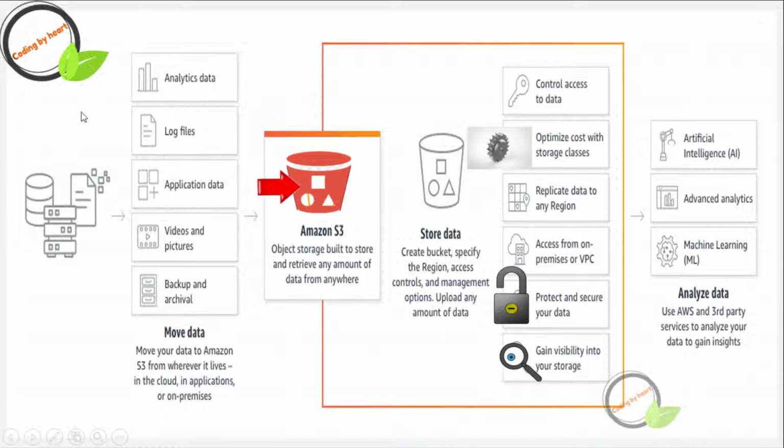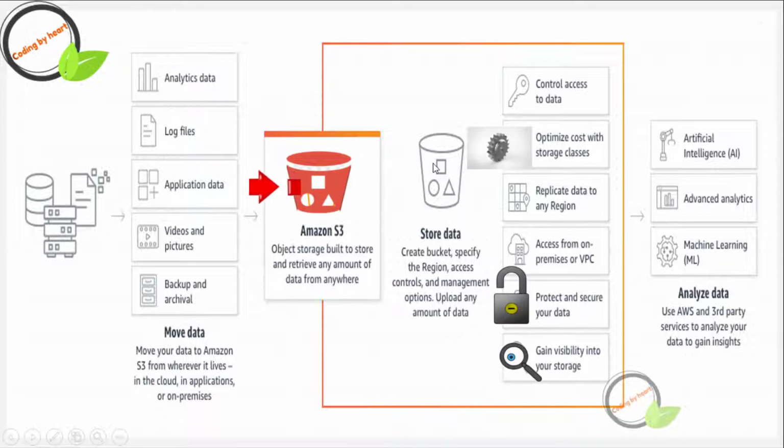Just focus on the left hand side. In S3, what type of data are we going to store? You can store analytics data, log files, application data, videos and pictures, backups, and any type of archival. Basically, move your data to Amazon S3 from wherever it lives, in the cloud, in an application, or on premise. You can store any amount of data, or fetch any amount of data from that S3 bucket.